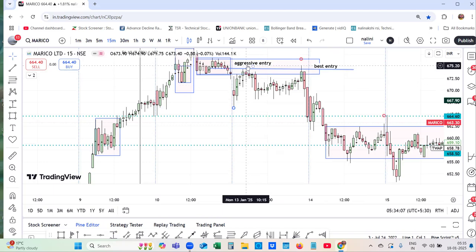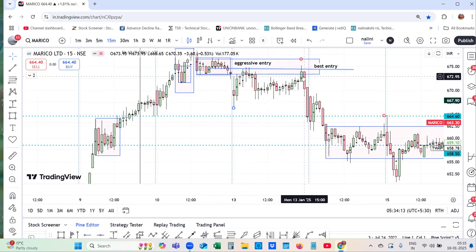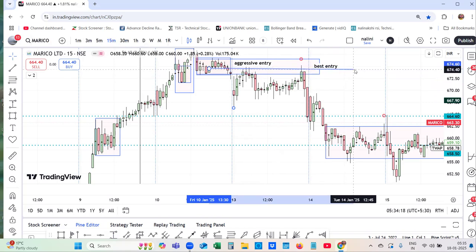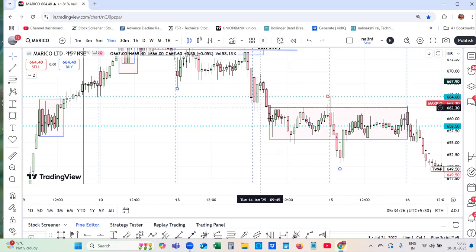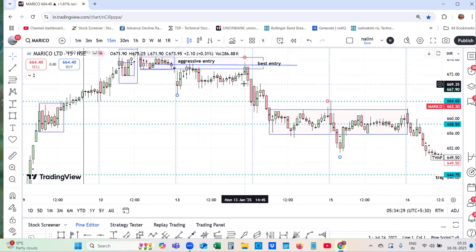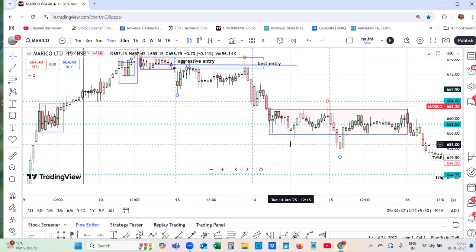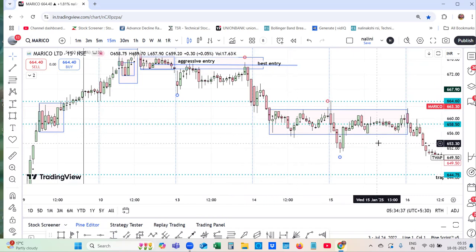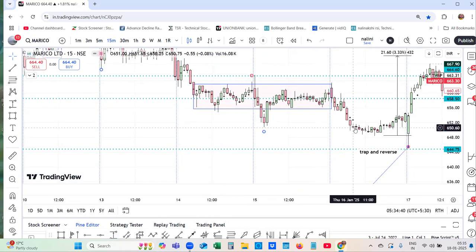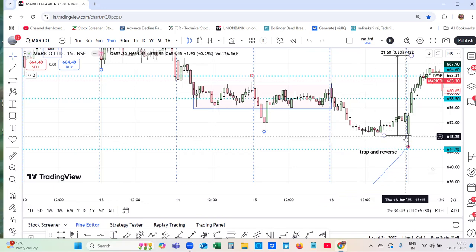You can see if you would have entered aggressively in this entry, you could have been stopped out because of this. So the best entry would have been here around the second retest. You can see the parabolic down move on 14 January, and later it went into consolidation on the 15th, and there was a drop down to the level of 648.